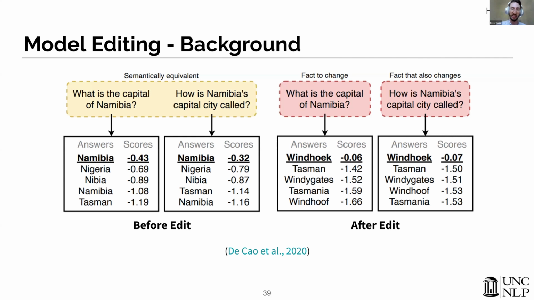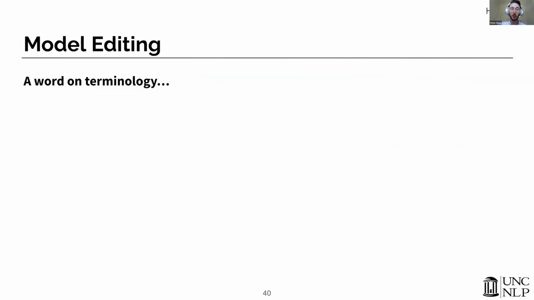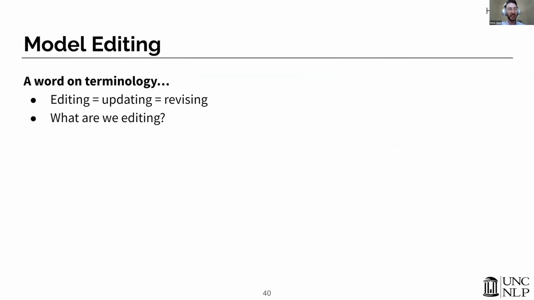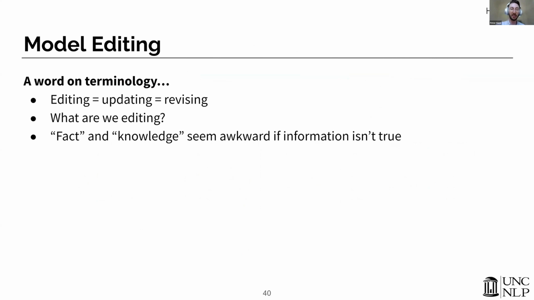So I'll talk about some research we've done in the area. Quick word on terminology before I actually show you the paper. We're talking about editing. Editing, updating and revising are all basically the terms I'll be using here, and I think they're pretty reasonable terms. What are we editing? Well, a lot of papers have discussed editing facts and knowledge in the models. To me, it's a little awkward to describe this problem as knowledge editing if the information isn't true, or it's hard to say when language models truly know something.